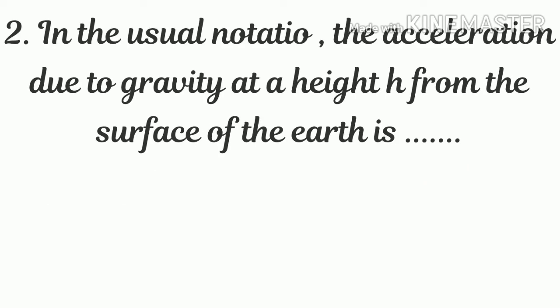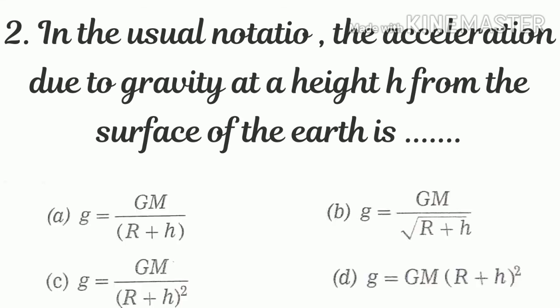Second question: in the usual notation, the acceleration due to gravity at a height h from the surface of the earth is dash, and the options are A g equal to GM upon r plus h, B g equal to GM upon under root r plus h, C g equal to GM upon r plus h square, and D g is equal to GM into r plus h square. And correct answer is option C, that is g equal to GM upon r plus h whole square.